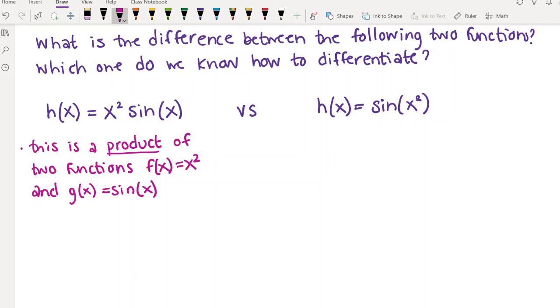And so what does that mean? That means that we can take the derivative of this using the product rule. I'm not going to actually do it. Hopefully you remember that from last week. But we know how to differentiate this type of function. Oops, I was about to write quotient rule. That's not right. Product rule.